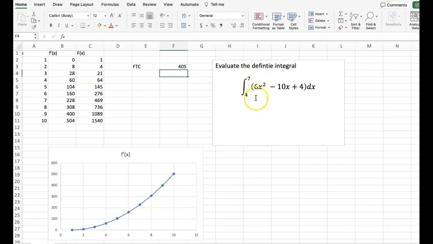So in this case, the definite integral, or the amount of accumulated change of this function over this given interval, is 405 units.